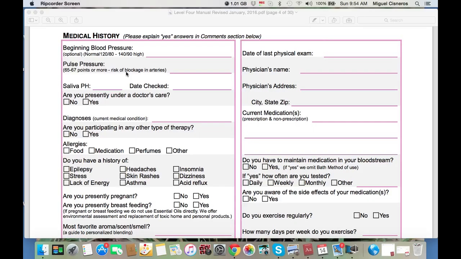The other question is, are you presently under a doctor's care? You want to know. And the diagnosis, you want to know, so you can actually move in that direction and begin to ask your questions pertaining to that direction or what they're there to see you for. Are you participating in any type of therapy? Yes or no? It could be a psychological therapy. It could be any therapy, you want to know. Any allergies, food, medication, perfume, others.